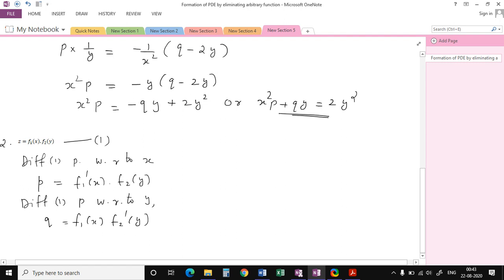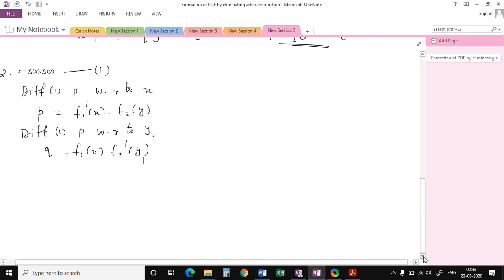So now we will find out second order partial derivatives, that is dou square z by dou x square, dou square z by dou x dou y, dou square z by dou y square. So for getting dou square z by dou x square, we will differentiate equation number 2 once again partially with respect to x.